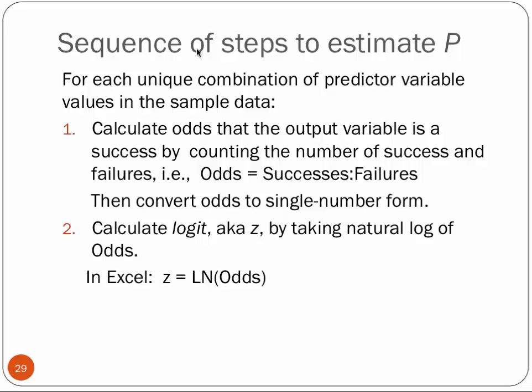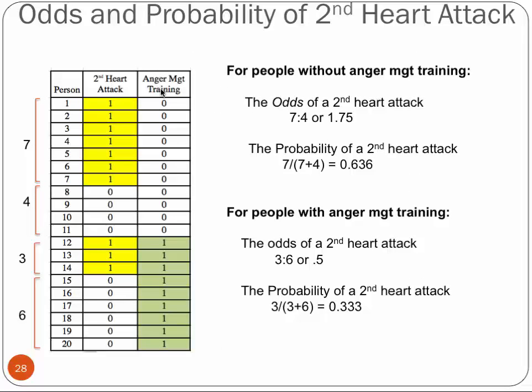So for each unique combination of predictor variables in the data sample, we want to calculate the odds. And we just did this. It sounds complicated, but essentially here was our zeros and here was our ones, and we calculated our odds of successes to failures, our ratio of successes to failures.